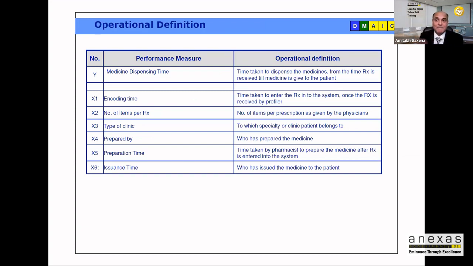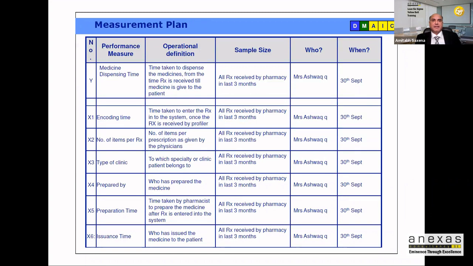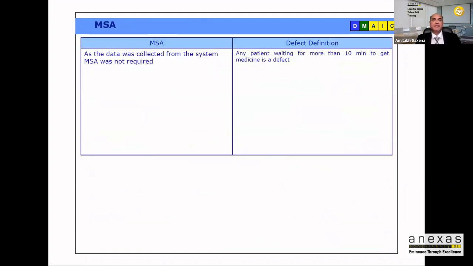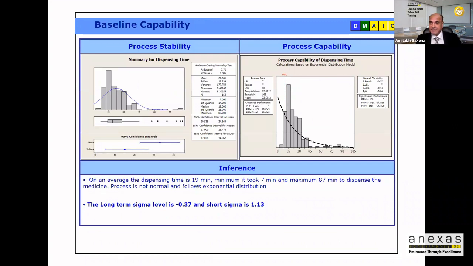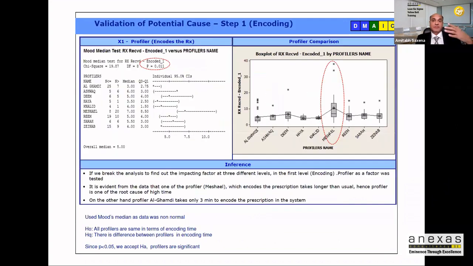Now we start collecting and displaying the data. Y here is medicine dispensing time, and the X factors are encoding time, number of items, type of clinic, prepared by, preparation time, etc. We make a proper data collection plan, then we collect the data, display the data, and then we start analysis.